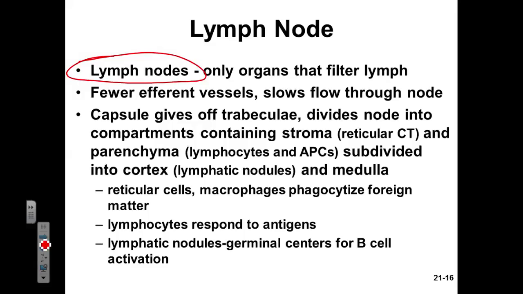So let's first focus on lymph nodes. The only organ in our body that filters lymph and concentrates the pathogens in the lymph is the lymph node. Our lymph nodes have more afferent vessels than efferent vessels.